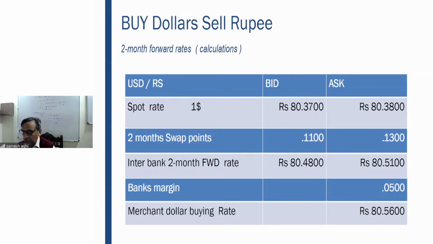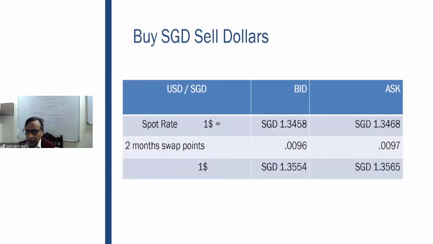So these are the rates which the bank is going to pay to the other bank. So when it deals with the customer, which is called the merchant banking rate, it is going to be adding to it. So 80.56. So this is the rate as far as the dollar versus rupee 2 months forward is concerned. Now the second one is buy Singapore dollars and sell dollars, US dollars.